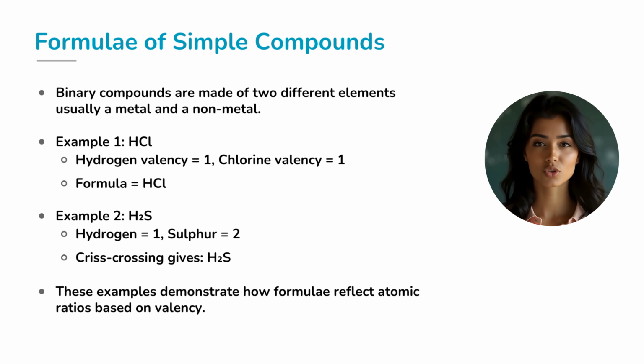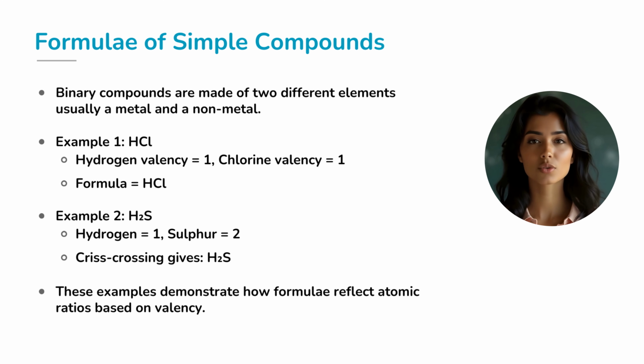Let's begin with hydrogen chloride. Hydrogen has a valency of 1. Chlorine also has a valency of 1. Since the valencies are equal, we simply write HCl.